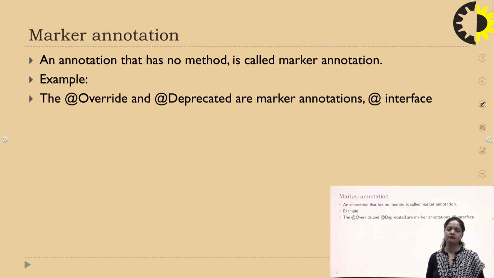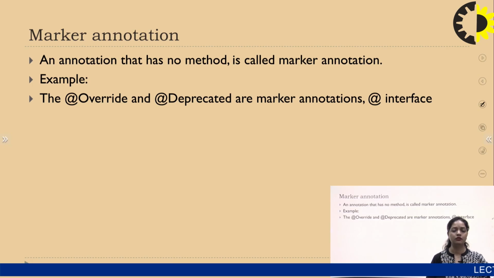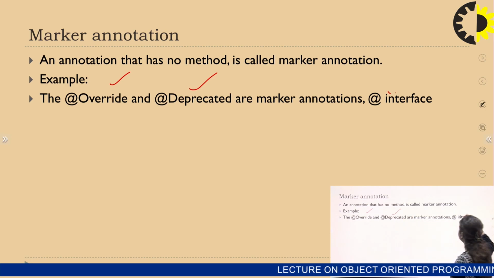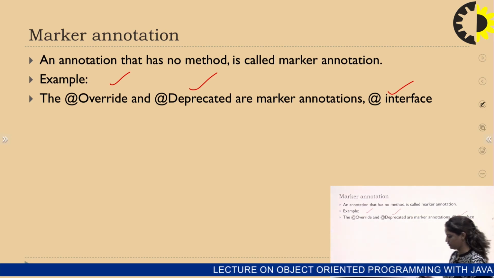So what is a marker annotation? An annotation that has no method is called a marker annotation. It means that it is not holding any method inside it. Examples of these annotations are @override, @deprecated, and @interface.